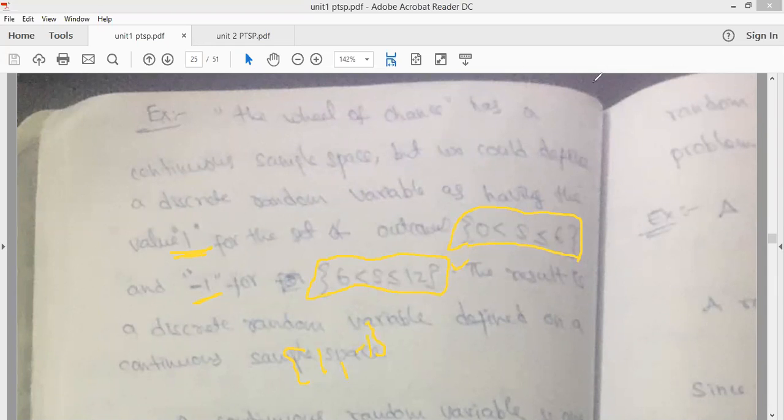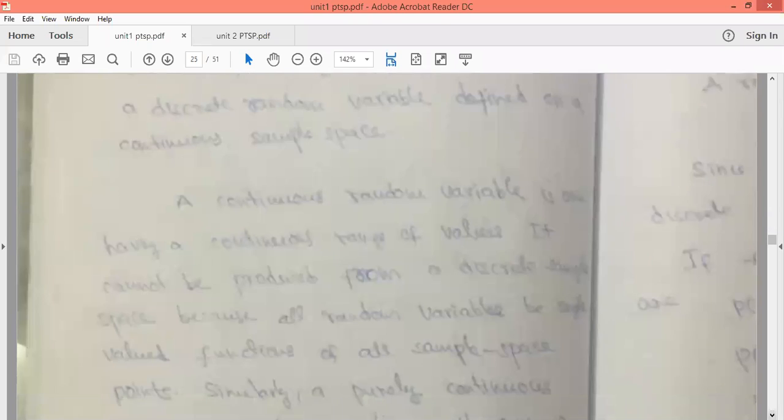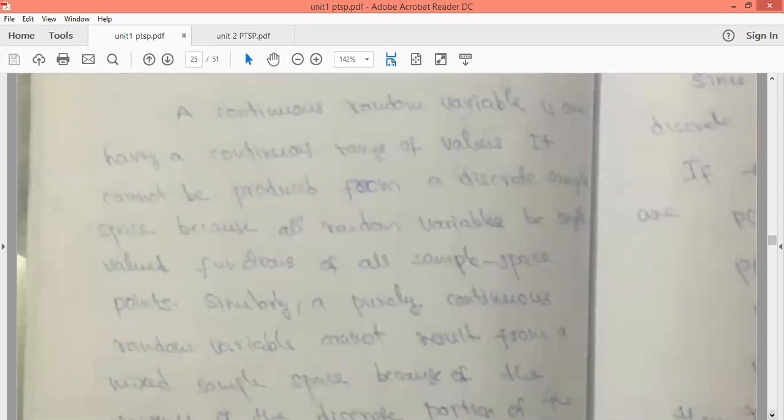So what have we done here? We have used the continuous sample space to obtain a discrete random variable. See here, it is discrete, no? So it is a discrete random variable. That is why, to obtain a discrete random variable, we can use a continuous sample space, or we can also use a discrete sample space, or we can also use a mixture of those two.